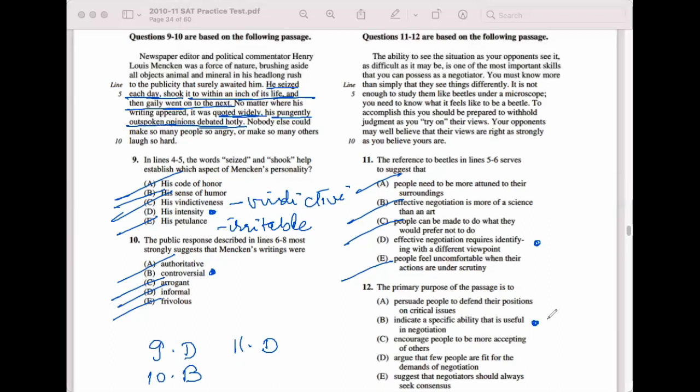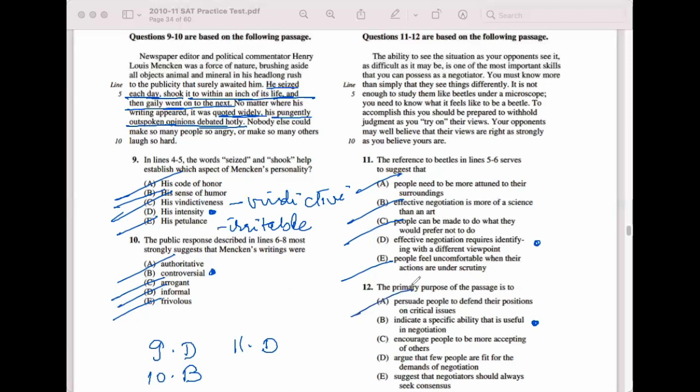Option A, persuade people to defend their positions on critical issues. That's not what the passage is saying at all, right? The passage is rather saying that if you want to be a successful negotiator, you should be able to think like the opposite party. So A is not correct.